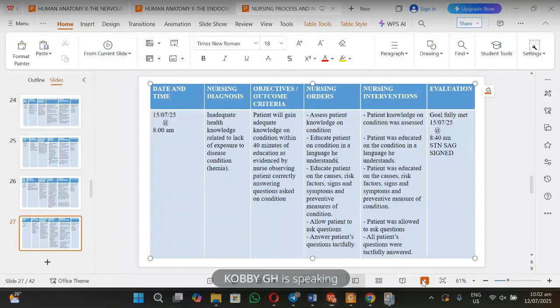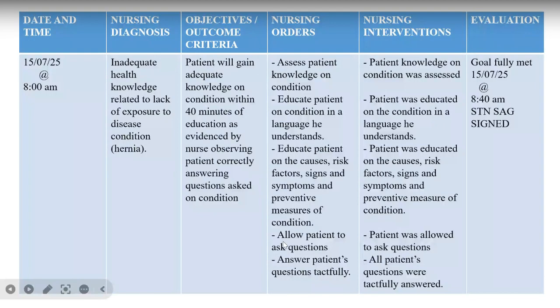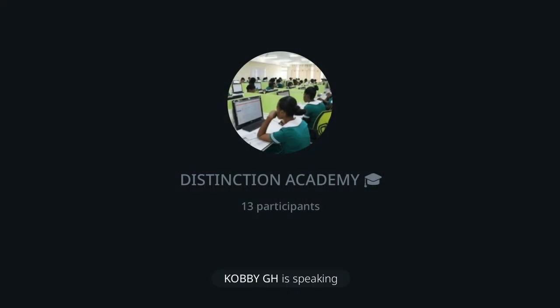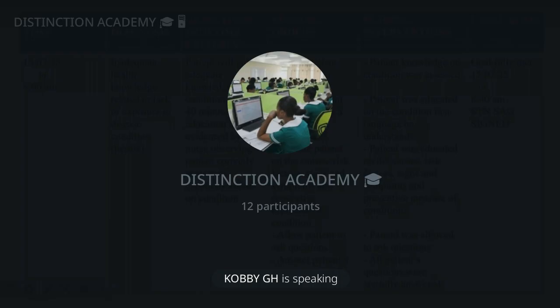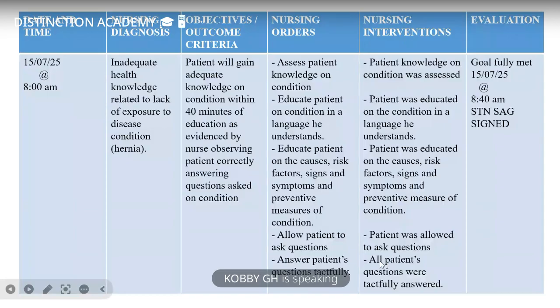Now, the next thing is educate patients on the causes, risk factors, signs and symptoms, and preventive measures of condition. Patient was educated on the causes, risk factors, signs and symptoms, and preventive measures of condition. Is that okay? Allow patient to ask questions. Patient was allowed to ask questions. Answer patient questions tactfully. All patient questions were tactfully answered.